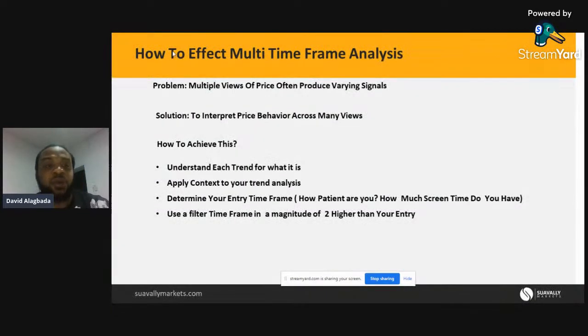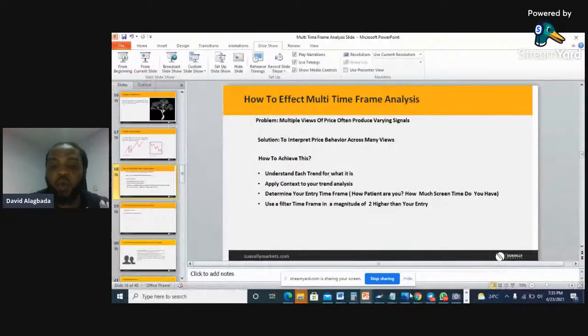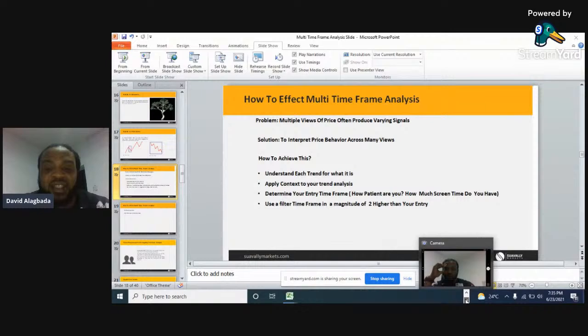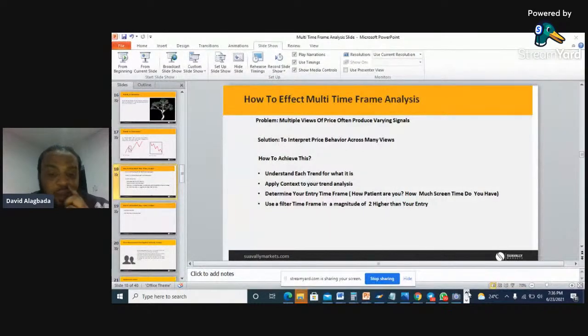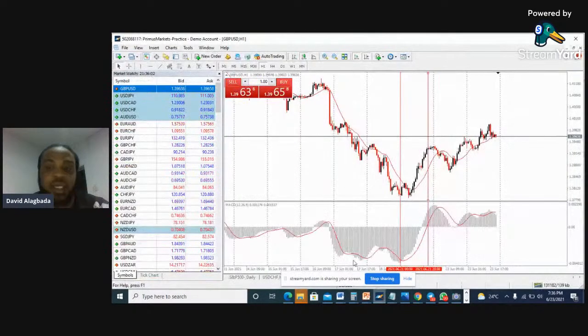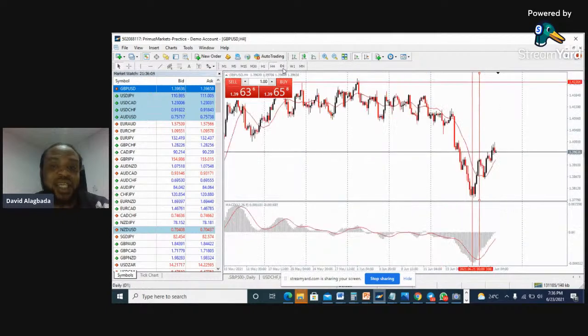Okay, so the problem here is that multi-time frame analysis often produces varying signals. So what is the solution? You have to learn how to interpret price behavior across many views. And how do you achieve it? The first one is to understand each trend for what it is. Okay, what does that mean? So rather than saying, for instance, that it's an uptrend or downtrend, you must learn how to apply context to your technical analysis.